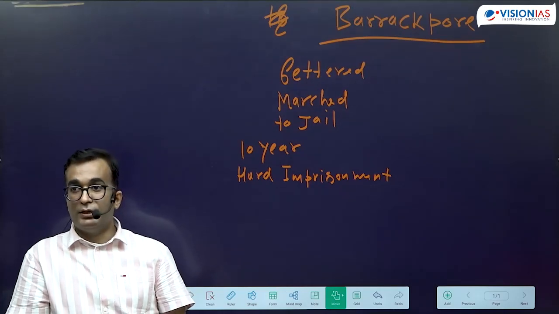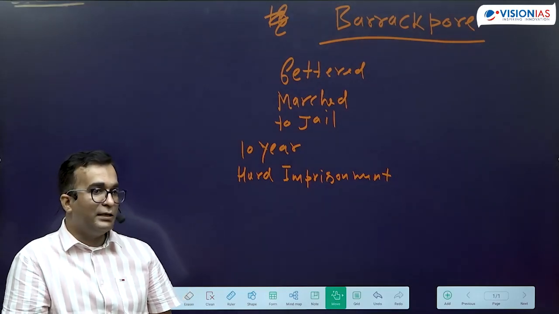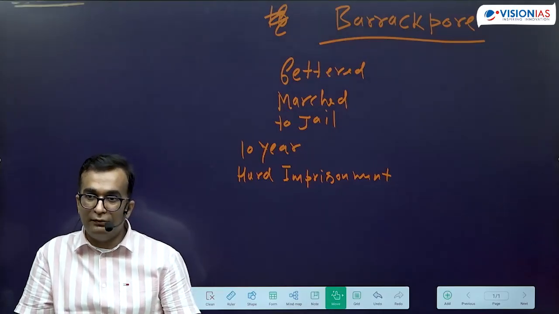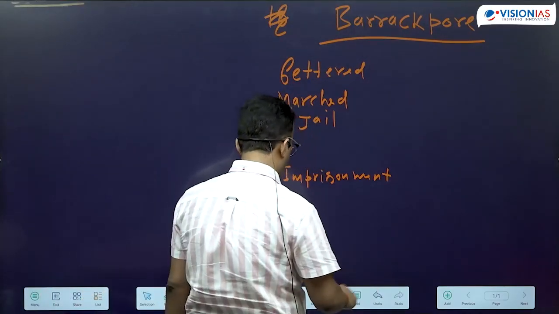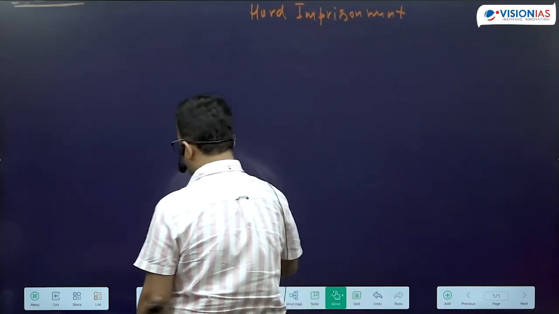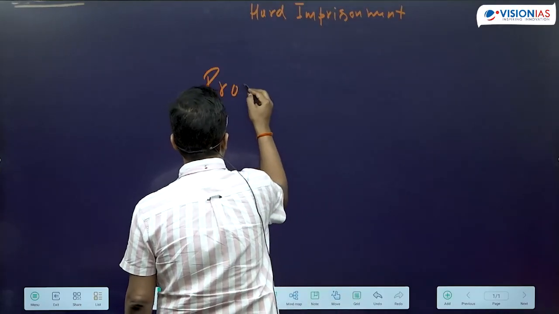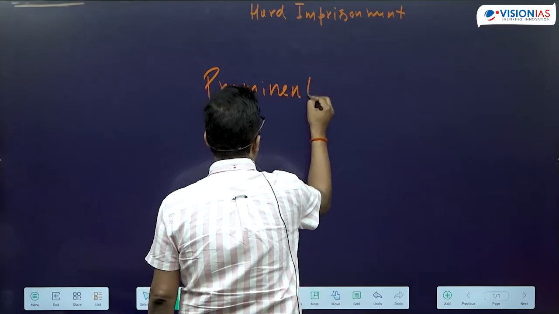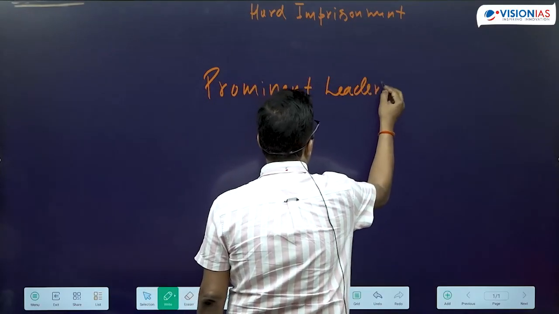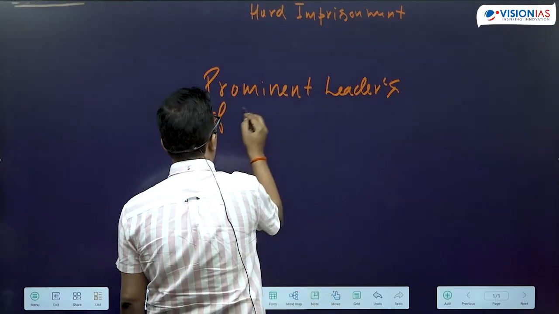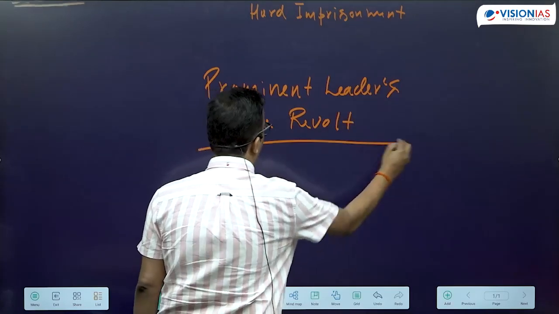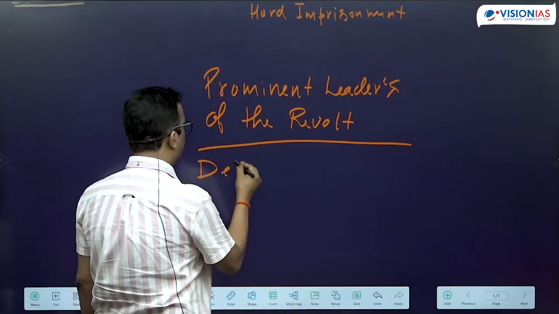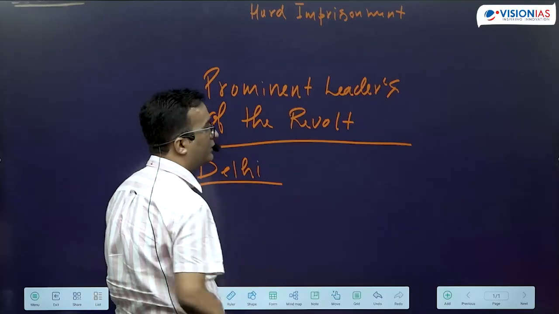So we'll discuss in the last part, in the analysis, why southern India was relatively unaffected. Okay, we'll have a discussion on it. But then let's talk about the prominent leaders of the revolt. So write a title: Prominent Leaders of the Revolt. So area wise, first we'll start with Delhi, that who were the prominent leaders at Delhi.